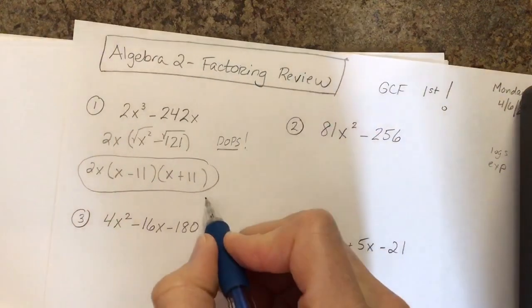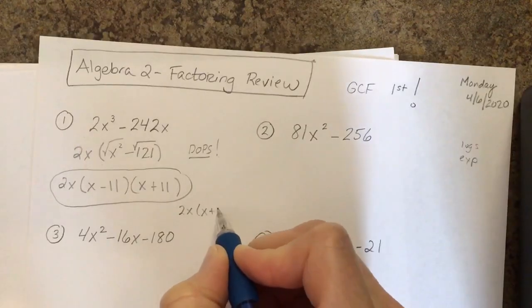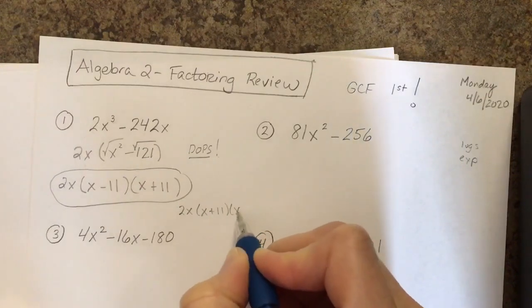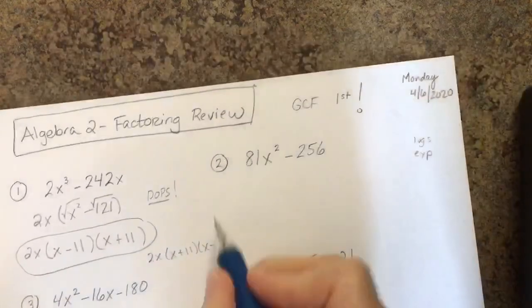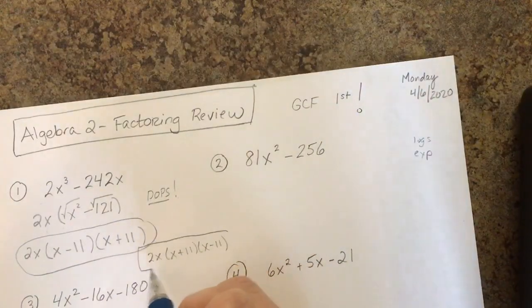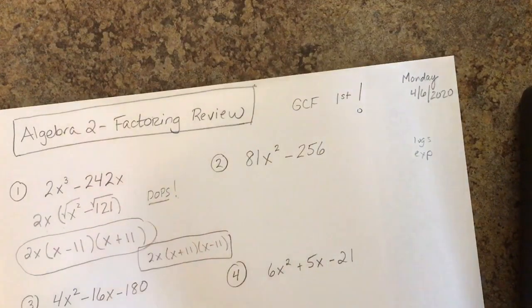You put your GCF first. Now if you want to put your x plus 11 next, and then x minus 11, that's a perfectly good answer too. So either one. That's factoring: GCF first, then difference of perfect squares.